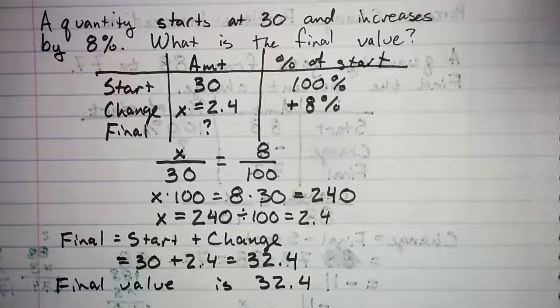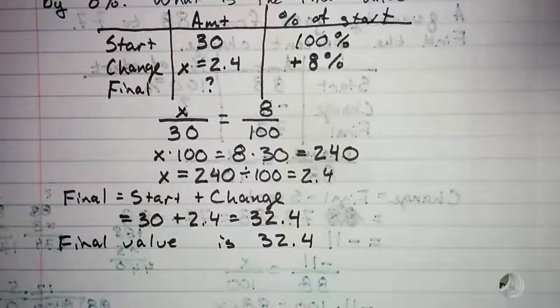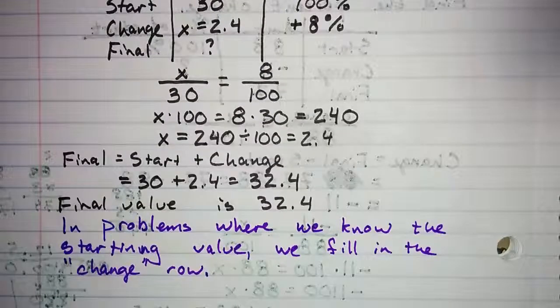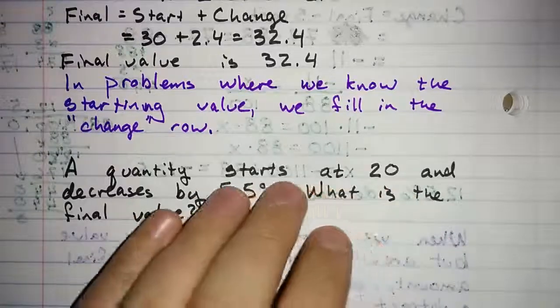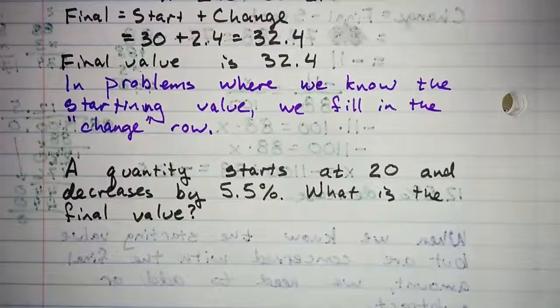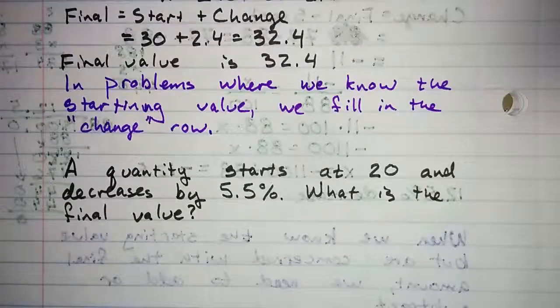In general, in these problems, we're going to fill in the change row on the way to answering our question. All right, let me give you a problem of this kind to try. Suppose a quantity starts at 20 and decreases by 5.5%. What is the final value? Remember to organize your information into a table, and that since you know the starting value, your process for solving this problem will probably involve filling in the change row. Pause the video and try this now.